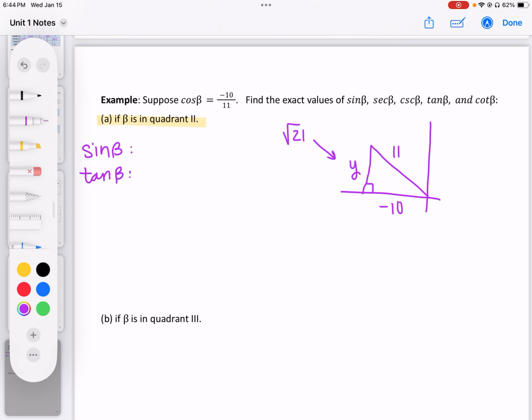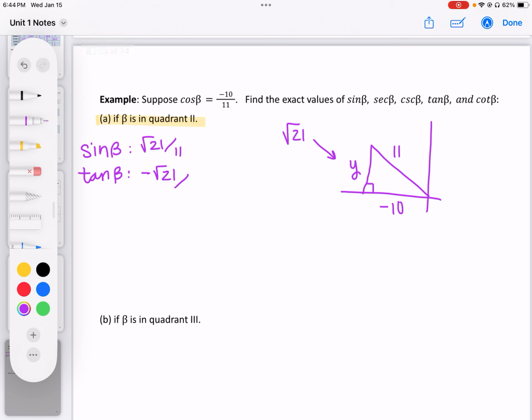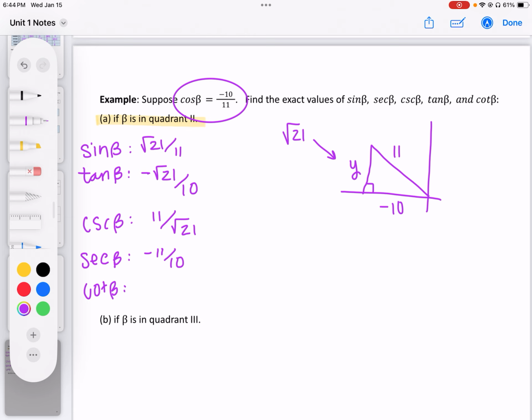So we have sine of beta is root 21 over 11. Tangent of beta is negative root 21 over 10. We already have cosine of beta, so I don't need to write that one. Then I have cosecant of beta. Cosecant is the reciprocal of sine. And again, as a reminder, I'm okay with not rationalizing. Your homework might require it. Secant of beta is the reciprocal of cosine, so that was already given to us. And then finally, cotangent of beta is the reciprocal of tangent. So that's going to be negative 10 over root 21.